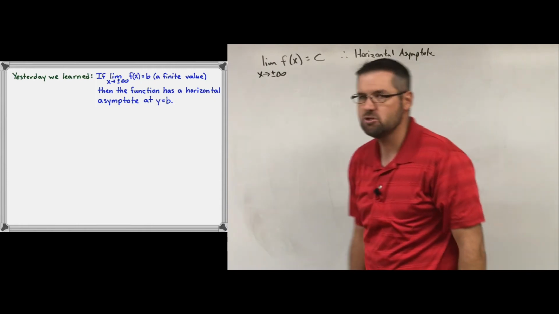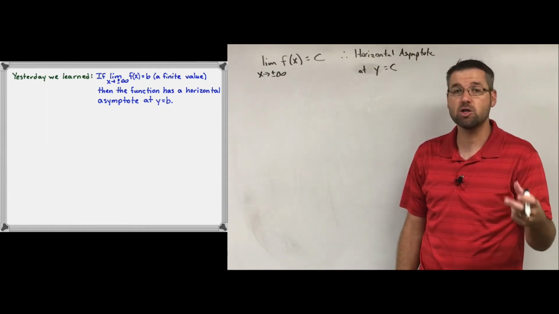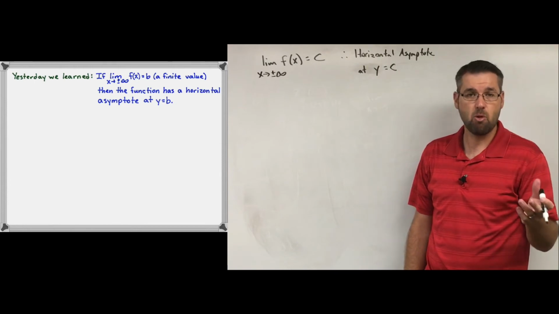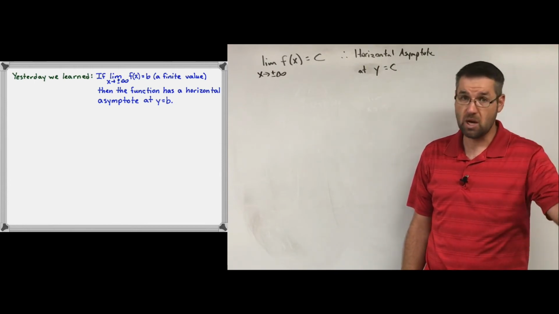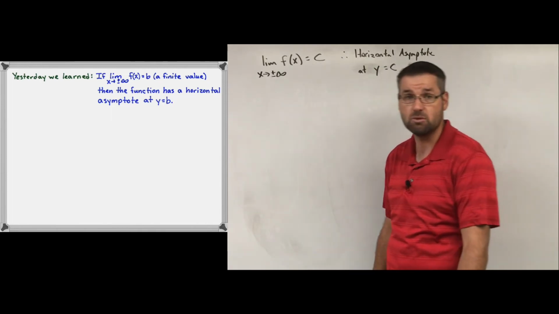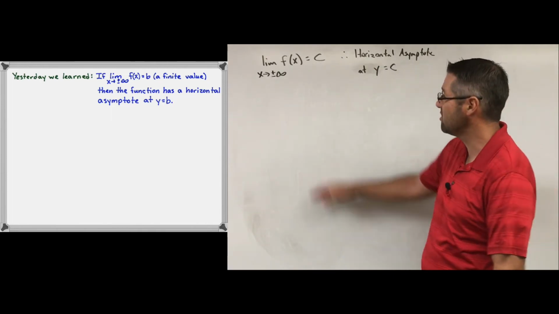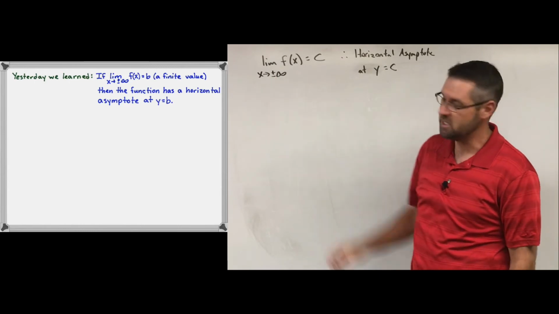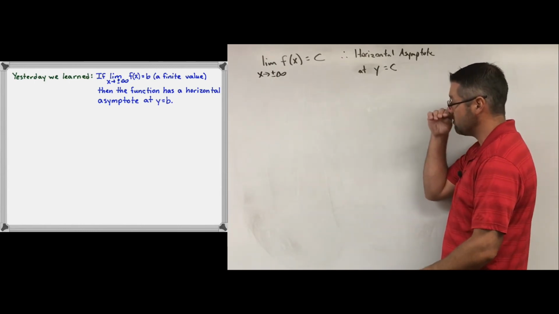Now, most functions only have one horizontal asymptote, but there are some that have a couple, and piecewise functions could have a ton of horizontal asymptotes. Well, I guess they can only have two. You can only have up to 2 horizontal asymptotes because you're only taking 2 types of limits. All right, so that's a horizontal asymptote.